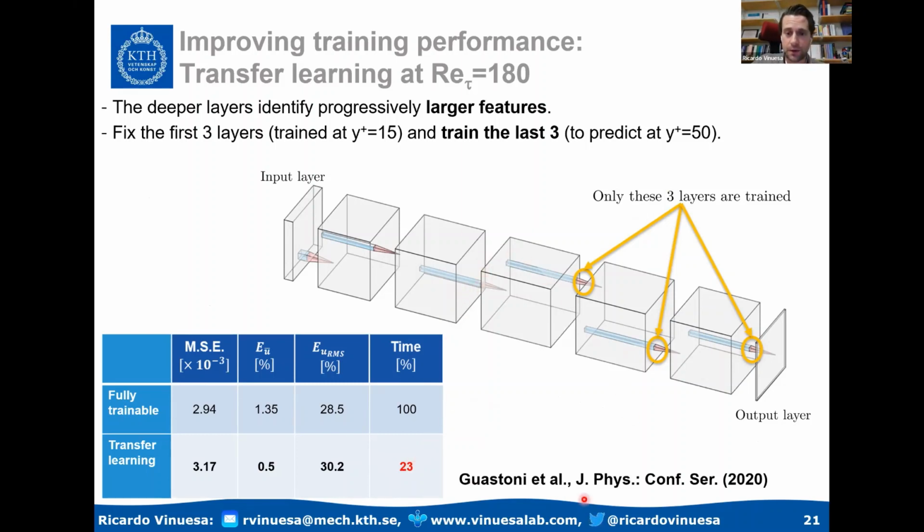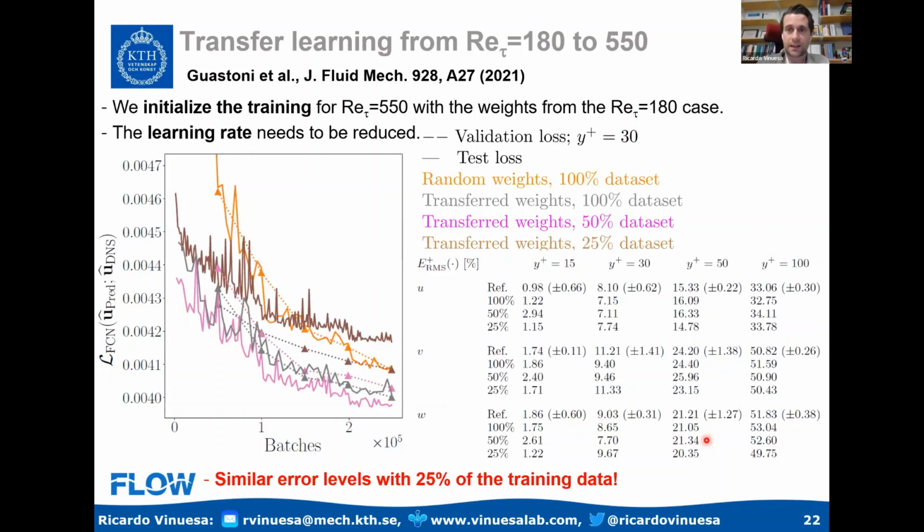Now, these results can be found in the Journal of Physics Conference Series, so all the details are there. But another example of transfer learning, which I believe is even more interesting, is from low to high Reynolds number. We take a network trained to predict at Re_tau 180, that's at low Reynolds number, and then to do the same prediction at Re_tau 550, we transfer the weights from low to high Reynolds number, and then we continue the training from the transferred weights.